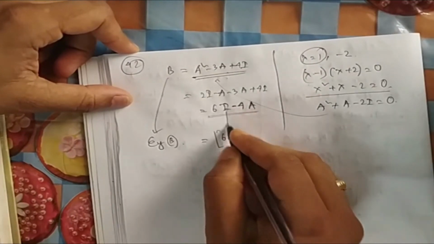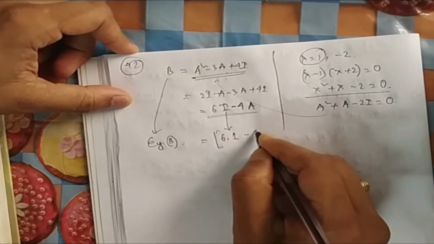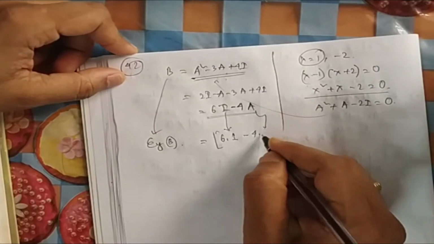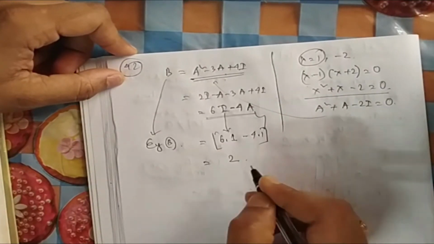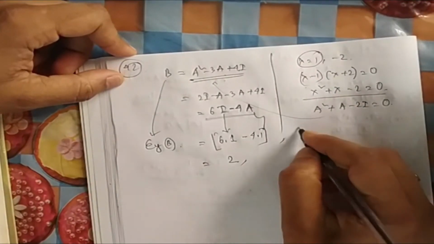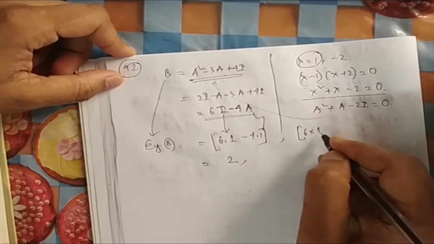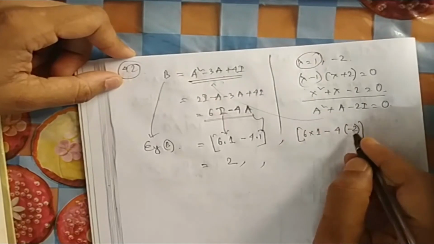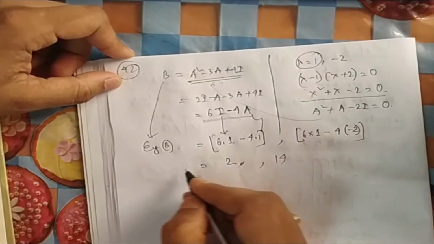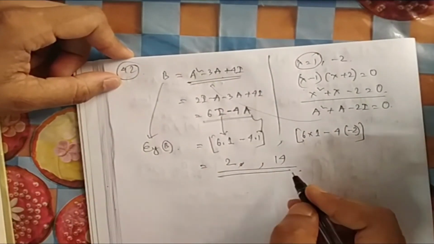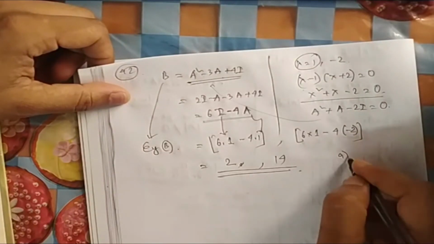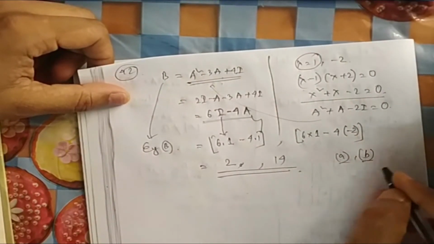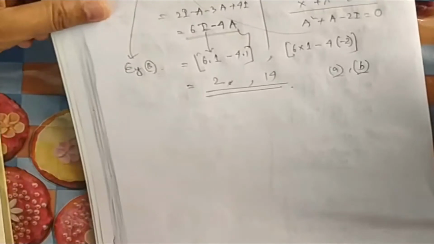6 into, what is the eigenvalue of I? It is 1. Minus 4 into the eigenvalue of A, which is also 1. So it is 2. One eigenvalue here is 2. And the next eigenvalue is 6 into the eigenvalue of I, always 1, minus 4 into the eigenvalue of A, which is given as minus 2. So the next eigenvalue is 14. So this is the property, and you got the eigenvalues 2 and 14. So obviously you are sure that option A or B will be correct, either of these two. Now you have to find the eigenvectors.